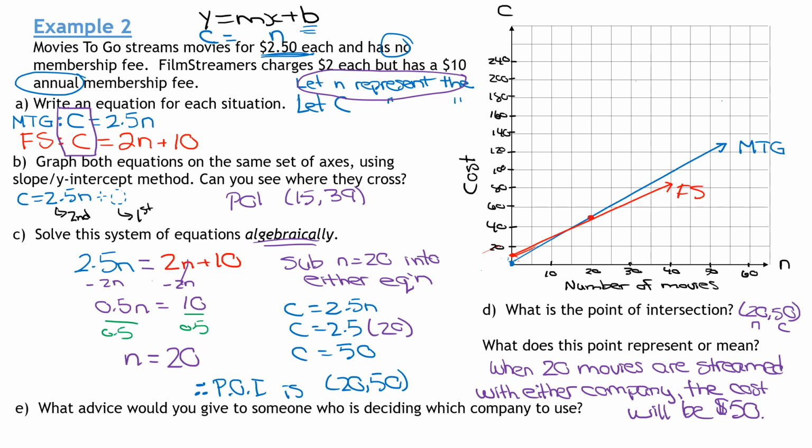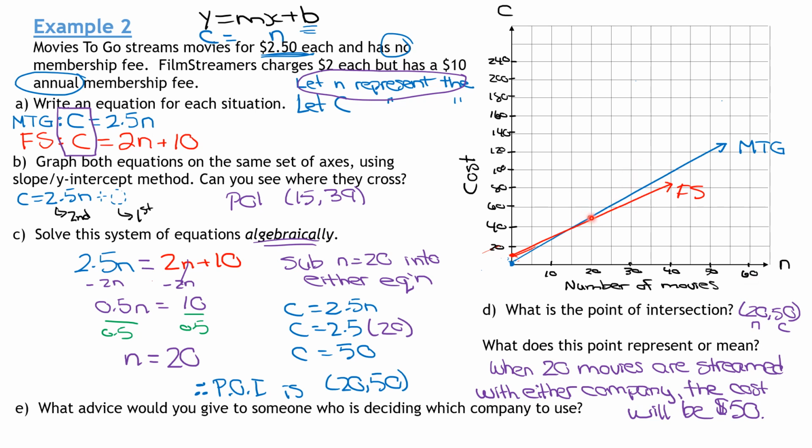So the last question for this example says, what advice would you give to someone who's deciding which company to use? So if the person knew I'm only going to watch 20 movies a year, okay, then you can tell them it doesn't matter which company. But if they watch more than 20 movies per year, which is probably everyone I'm talking to right here, which company is better? Look at the graph here. If they stream 30 movies, 40, 50, 60, which company is better? And in this case, better means cheaper, right? I want to pay the least amount.